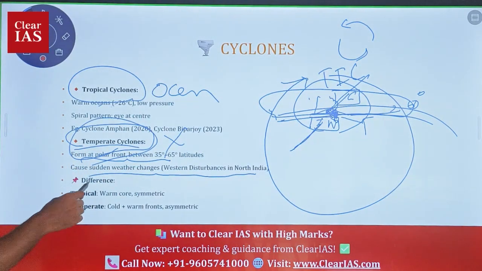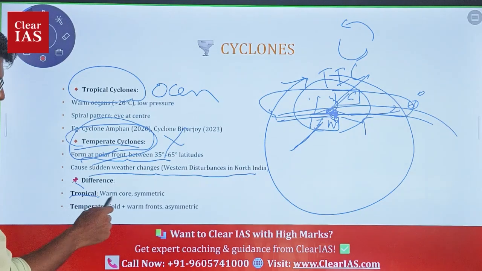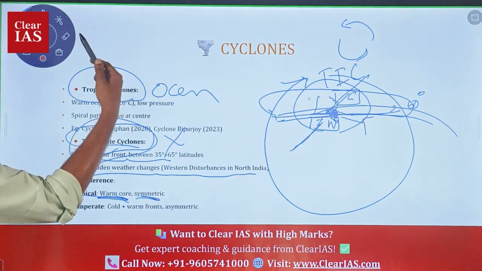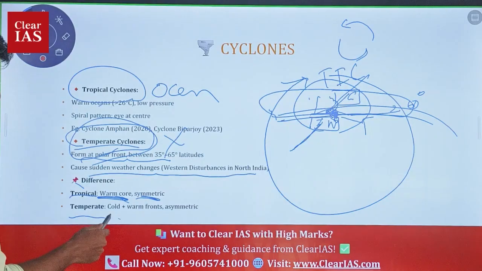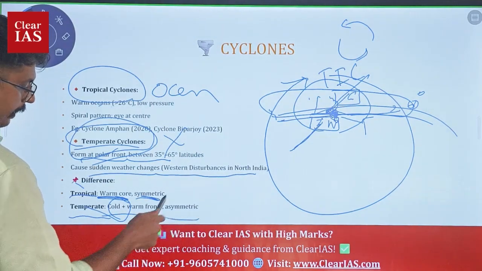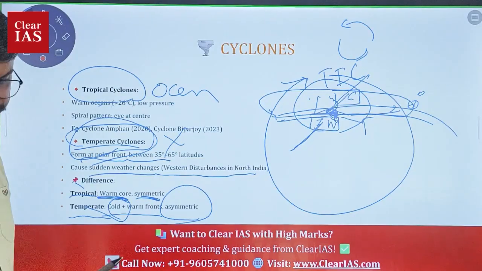Then the differences: tropical cyclones have a warm core and the system's shape is symmetric. Temperate cyclones are cold and warm fronts meeting together, and they are asymmetric.